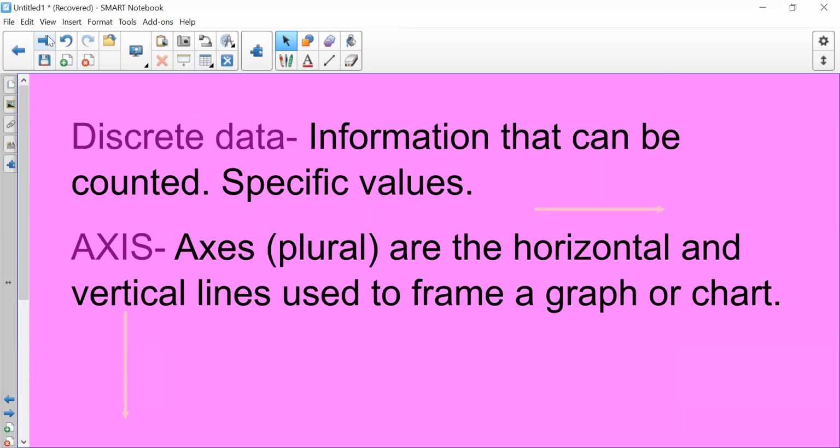So a bit of the new vocabulary for you. Discrete data is information that can be counted with specific values. So that could be the number of children in a class, or the number of pets people have, or their favourite pizza toppings. They are counted, not measured. So it's not things like height or weight. And an axis. Axes, that means more than one, plural, are the horizontal line and vertical lines that are used to frame a graph or a chart.